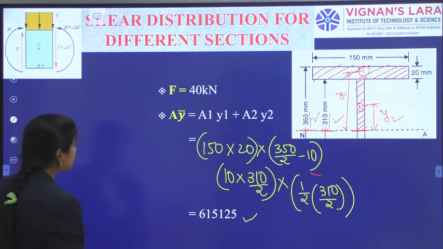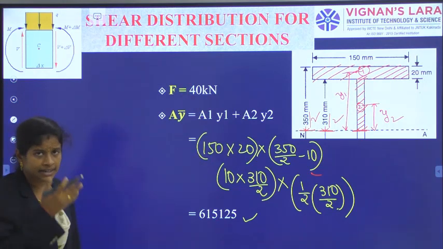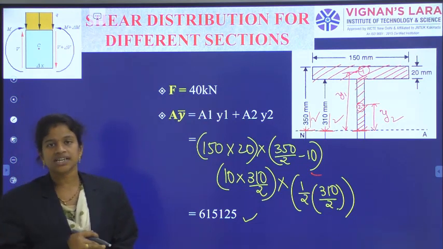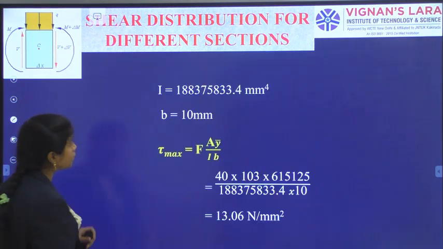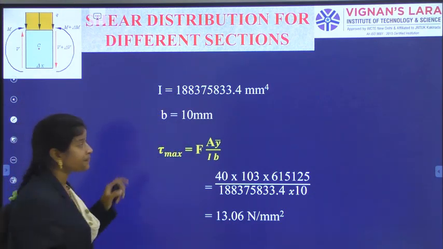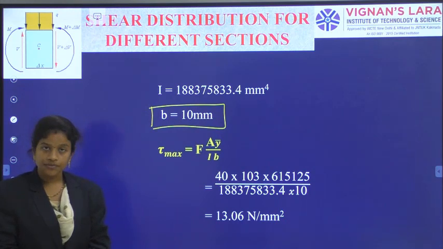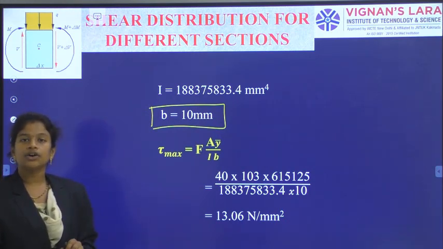In this way, when you calculate, you will get this answer as A into y bar for the neutral axis level. And what is the next step I should calculate? In the previous step itself, we have calculated the moment of inertia of the whole section about the neutral axis. Now we are going for the substitution. And the thing you should understand is the measurement of B. So, what is the value of B?